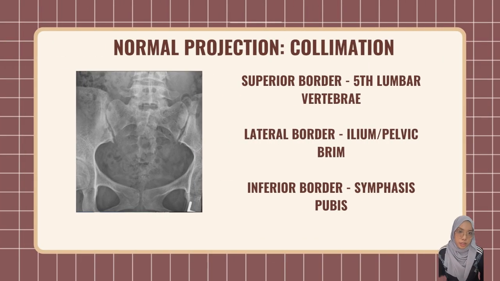For collimation, there are 3 borders that should be covered: superior border, lateral border, and inferior border. For the sacrum AP view, the superior border should include L5. The lateral border should include the ilium. The inferior border should include the symphysis pubis.